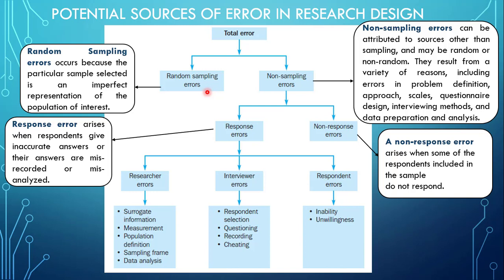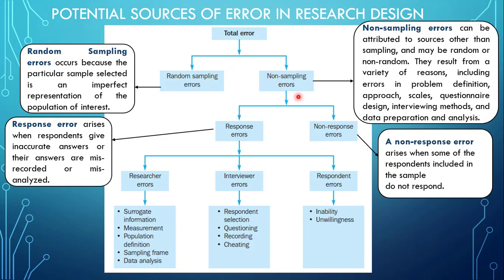If the sample that you pick doesn't represent the population perfectly, whatever decision you make using that sample will lead you to error. So it is known as random sampling error. It is associated with sampling. If you use the wrong sampling technique, again it will be random sampling error. So random sampling error is associated with imperfection in representation of the whole population.